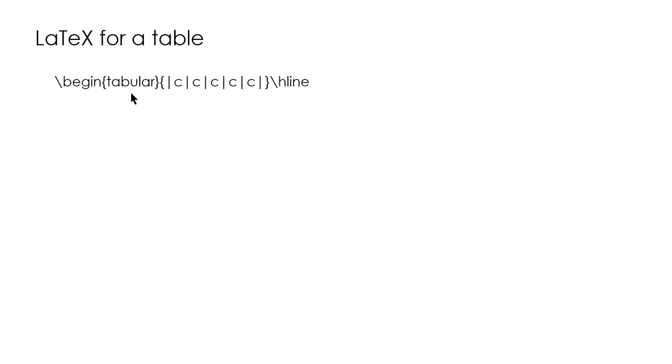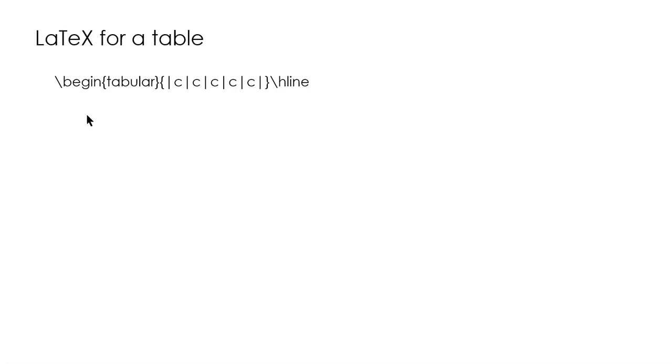Slash begin tabular, meaning I'm going to do a table. I have C, C, C, C, C. This means I have 1, 2, 3, 4, 5 columns. The C doesn't stand for column. The C stands for centered. Everything in the columns will be centered. These vertical lines say, okay, I want you to give me vertical lines throughout the whole table. H line means horizontal line.